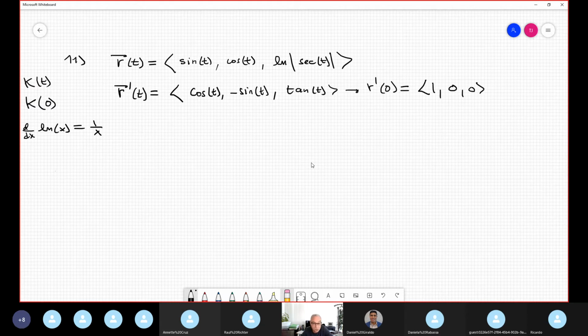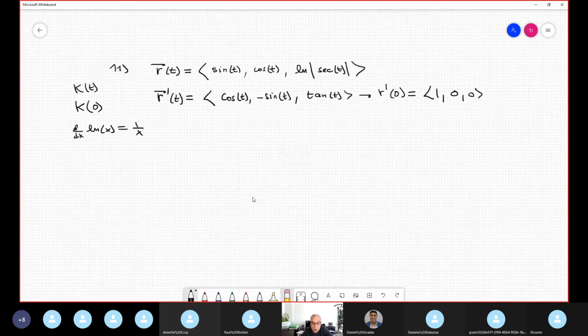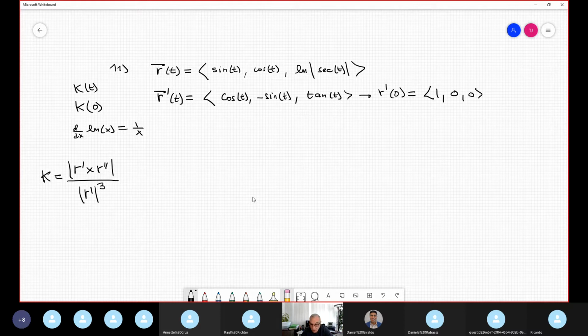Remember the formula for the curvature. I want to copy it one more time. The formula for the curvature is a constant, a numerical value. It is the magnitude of r prime cross r double prime, divided by the absolute value of r prime raised to the cube. This is the famous formula that we use in the homework online several times.